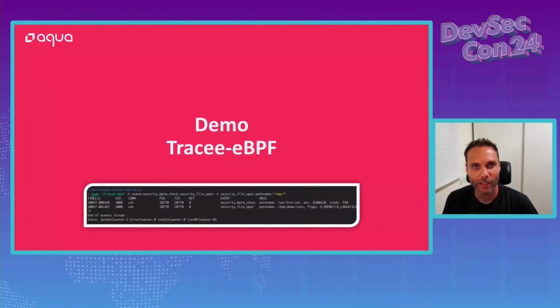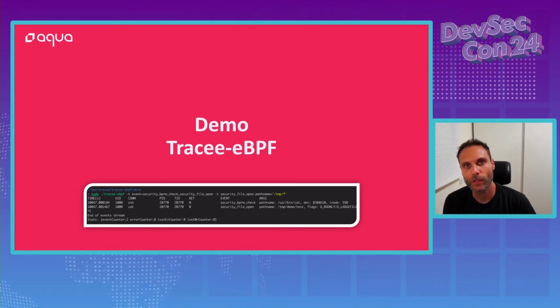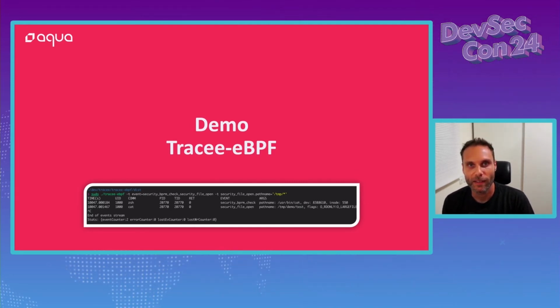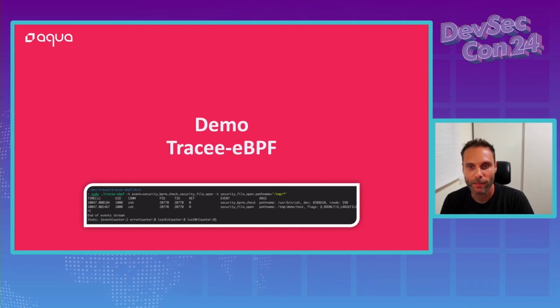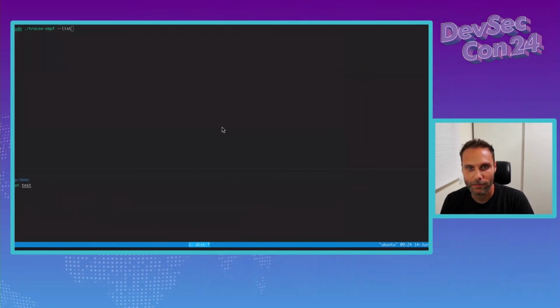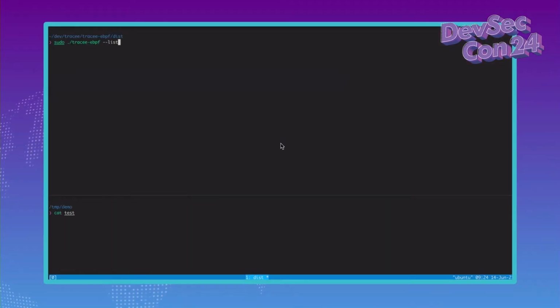But what I want to do next is to demonstrate what Tracee eBPF looks like. By the way, in the Tracee code base, we actually keep it that way, that the monitoring part is separate from the detection part. So we call the monitoring part Tracee eBPF. And now we can see it in action.